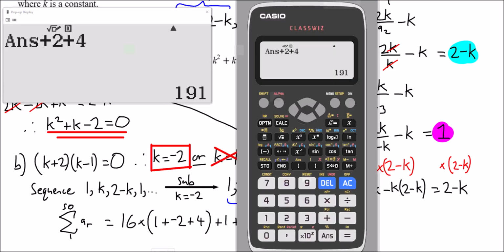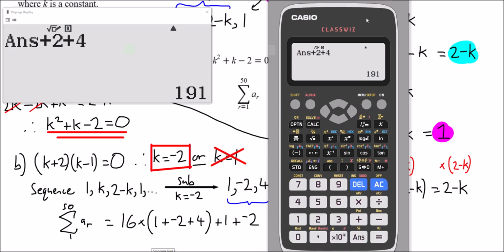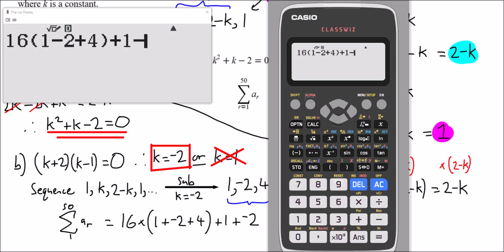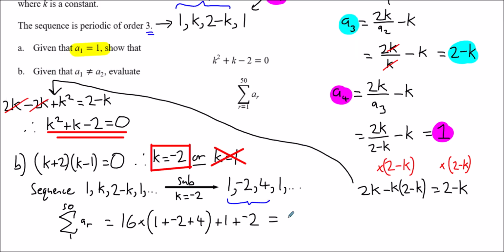So the final step is to sum those. I've got 16 lots of 1 plus minus 2, we can just put 1 minus 2, same thing, plus 4, then plus 1, plus minus 2. So I'm going to minus 2 off like so. I then get 47. Again, using the period as a hack to try and find out how to section out the sequence, and then if it runs over, you just fill in the extra bits with the first few terms, as many as needed.